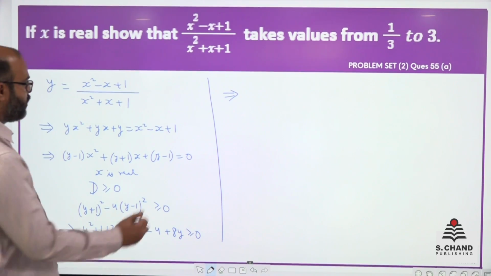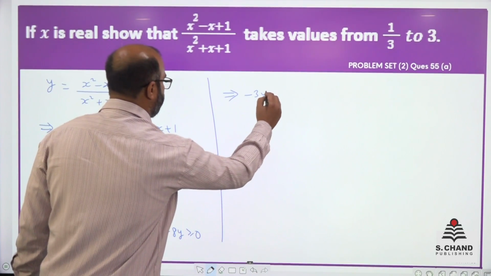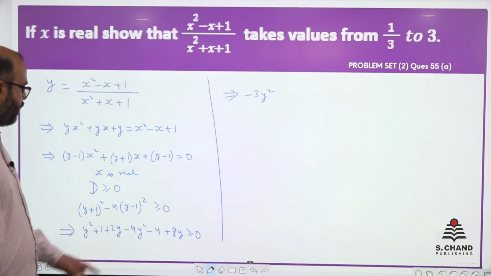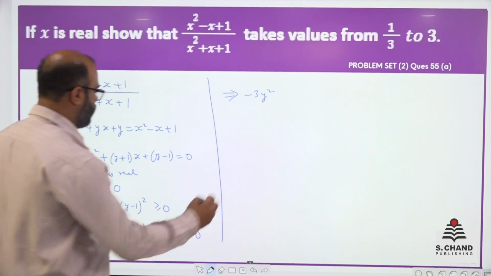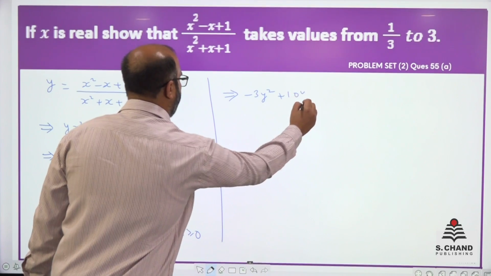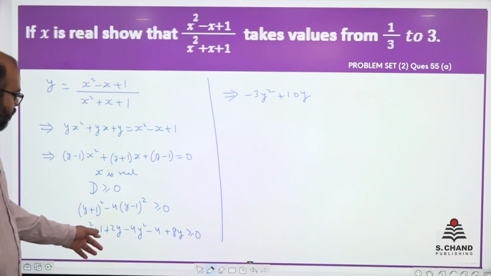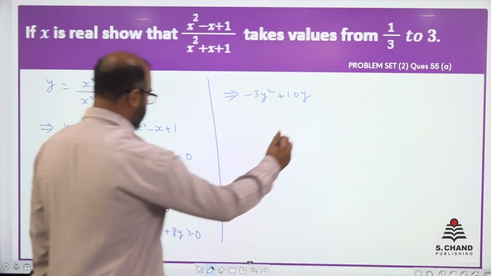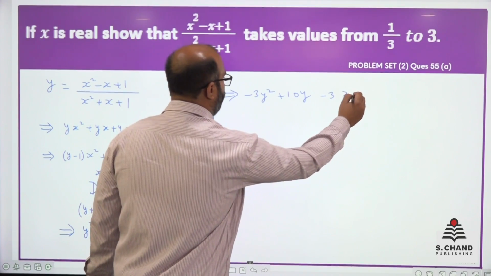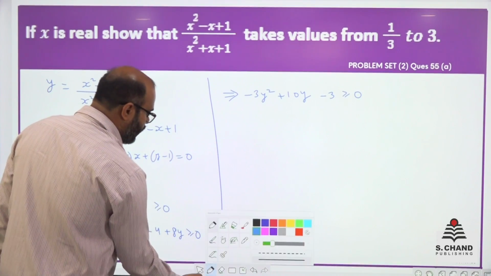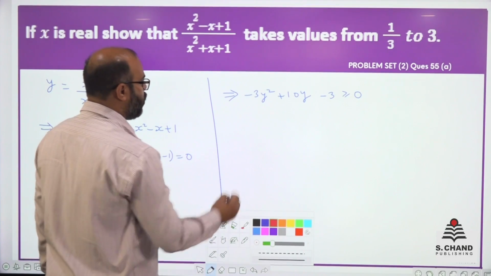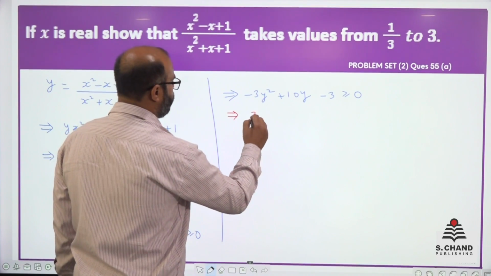So minus 3y square, 8y plus 2y is 10y, and minus 4 plus 1 is minus 3, is greater than or equal to 0. Now this inequality we need to solve. How will we solve it? First let us take the minus sign outside.